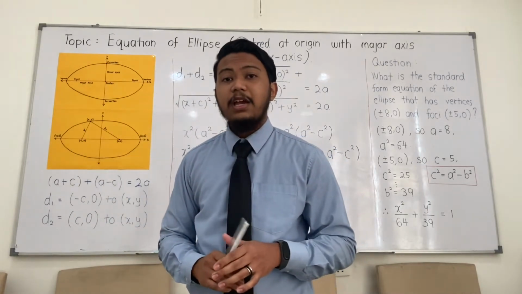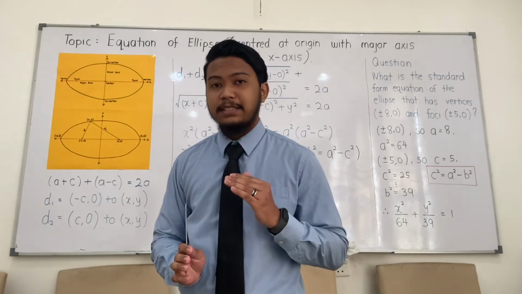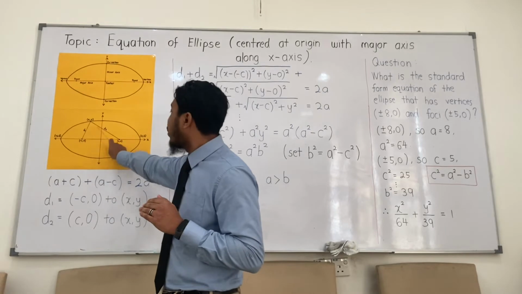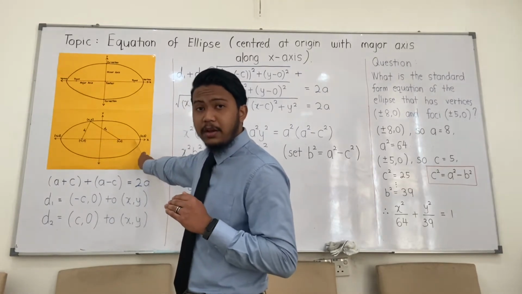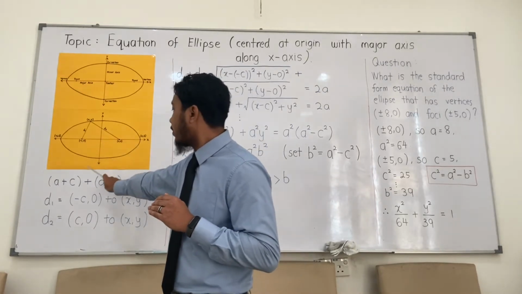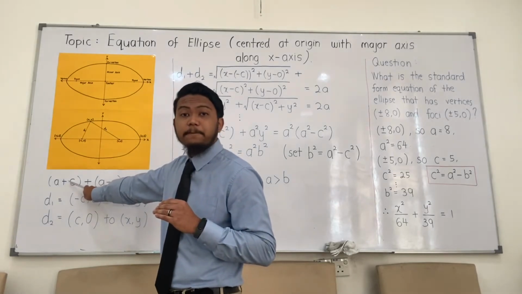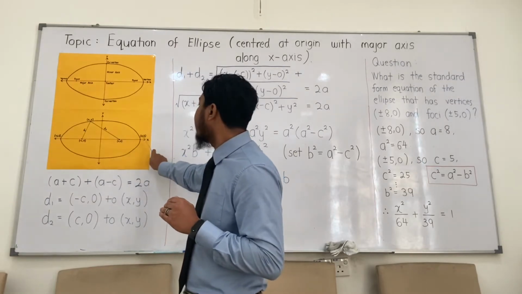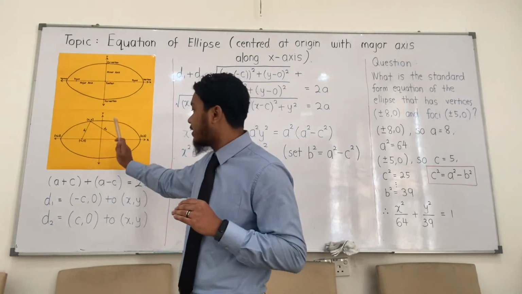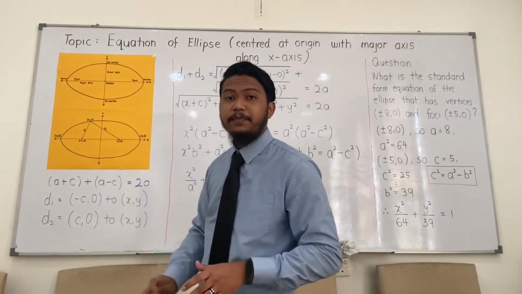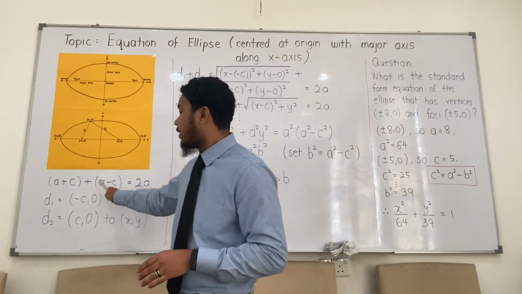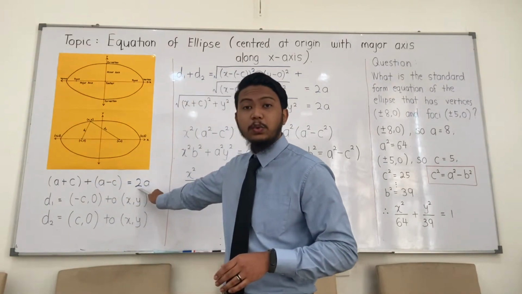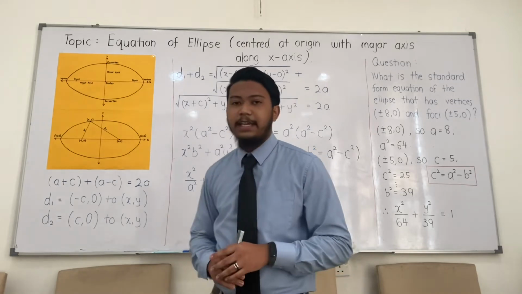Okay, then we find the distance between coordinate (negative c, 0) to (a, 0). We get the distance equal to a plus c. Then the distance from (c, 0) to (a, 0), we get the answer is a minus c. When we sum these two distances, we get the answer is 2a.